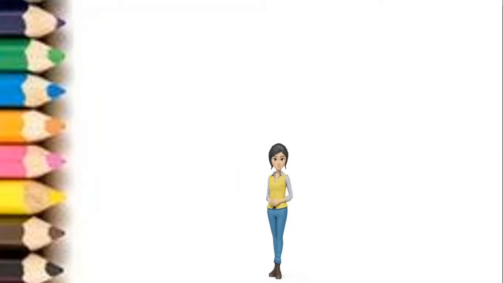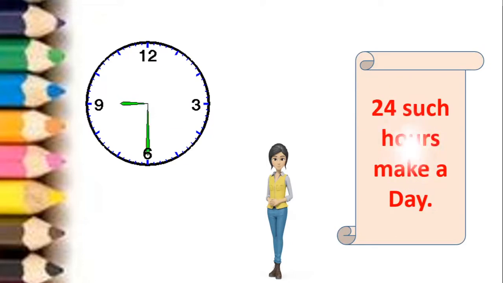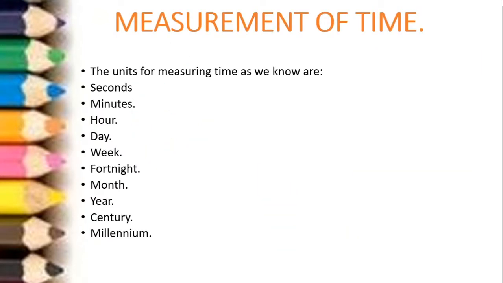And then you have 24 hours, which makes a day. Alright, so the clock goes round twice, and then you have a day. So this is how time is measured. Alright, and now let's see the other measurements of time.